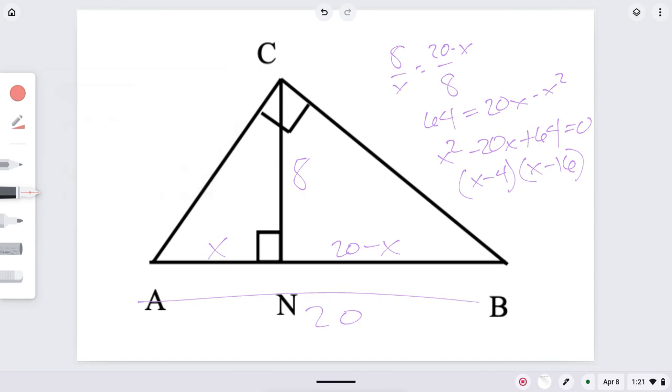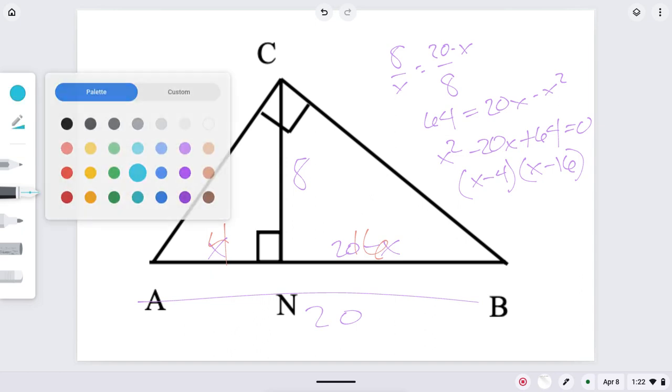The real answer is that both of those are correct, because if you assume that this is 4 here, then this becomes 16, because when I take 20 minus 4, I get 16. And if I would have assumed x was 16, then 20 minus x would have been 4. So really, it comes down to, okay, are you solving for other things?